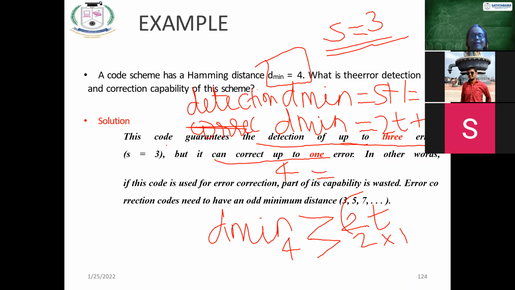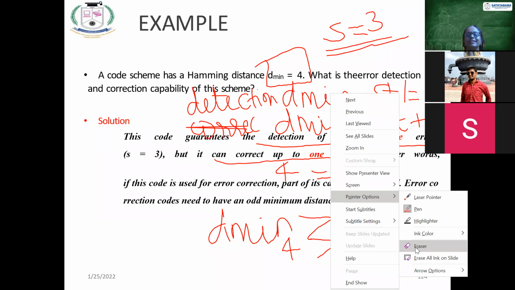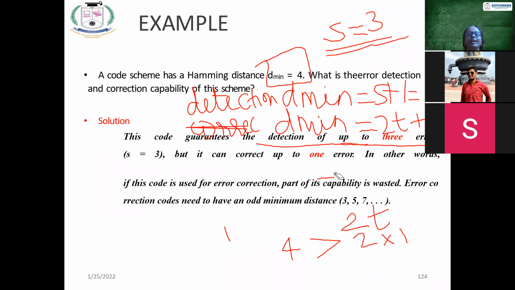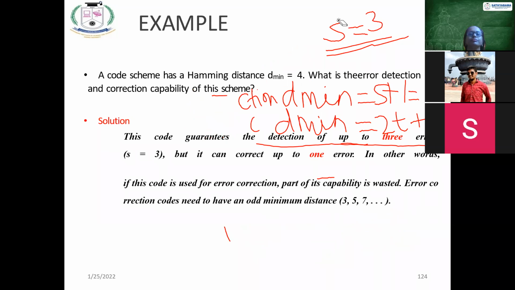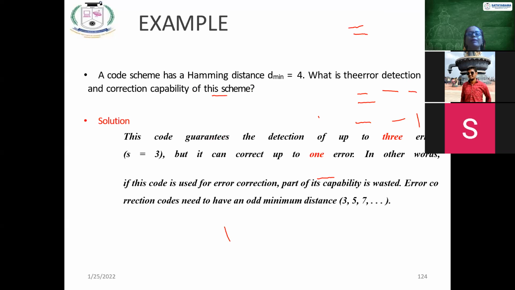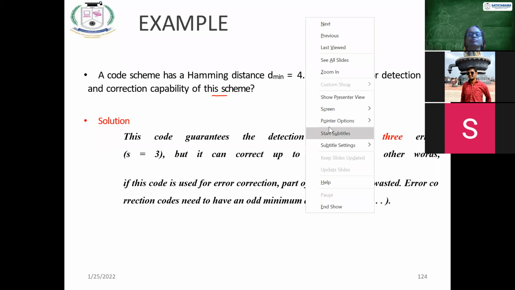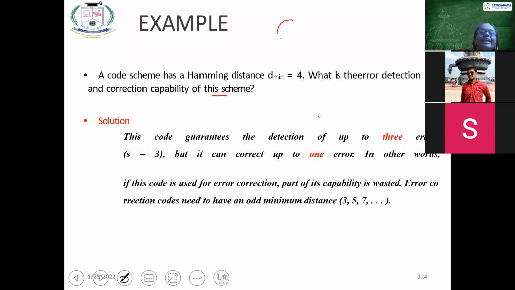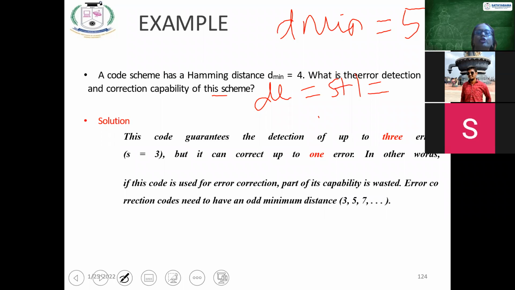Now take one case for me. Consider D minimum equal to 5. In this case, kindly tell me how many bits it will detect the error. 4 bits. Very good. 4 bits it will detect the error. Detection means S plus 1, so D minimum 5 gives S equal to 4. It will detect up to 4 bits.